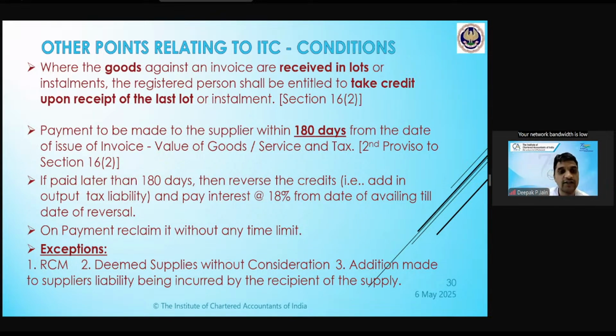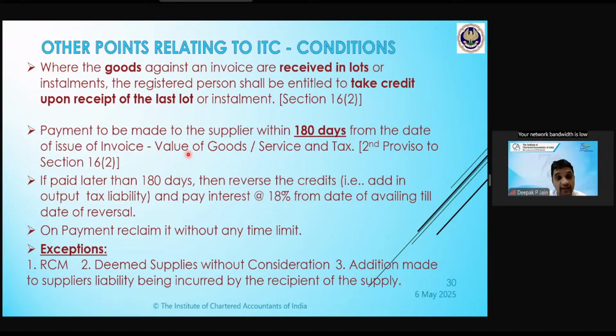The other condition is one of the proviso to section 16(2), right? Which says that when you have satisfied all the 6 conditions, one more condition from my side. This condition is given in the proviso, which says that payment is to be made to the supplier within 180 days from the date of issue of invoice. Oops. 6 conditions काफी नहीं थे. There is this additional condition.